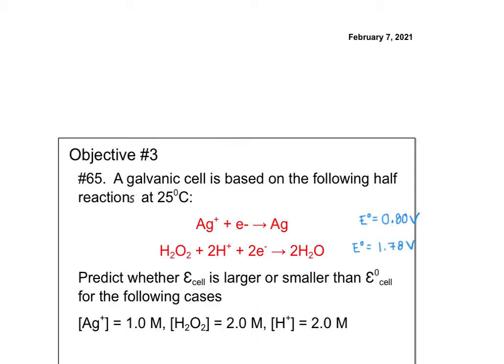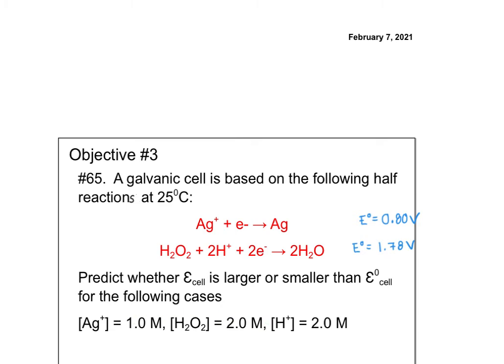All right, this is from your problem set number 3, question 65, so let's do it together. So I have a galvanic cell, and these are the 2 half reactions it's based on. Notice they're both written as reductions. So I looked up the E cell value, 0.80 volts and 1.78 volts. And then I want to know if the E cell is going to be bigger or smaller than the standard cell. So let's talk about the standard cell before we look at what they're changing.